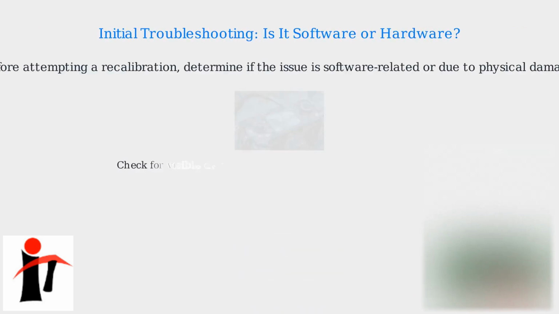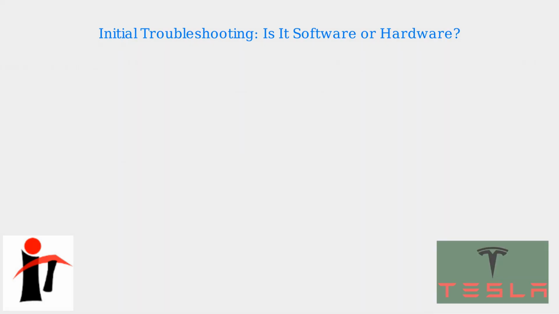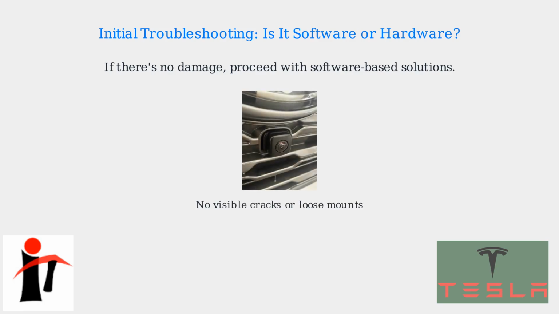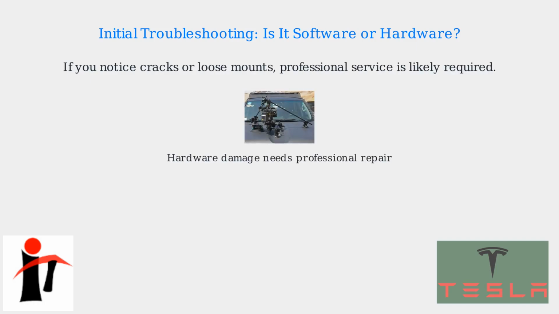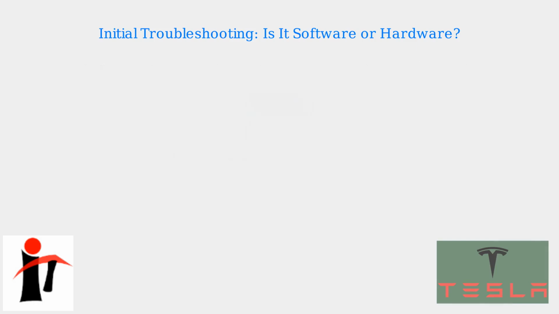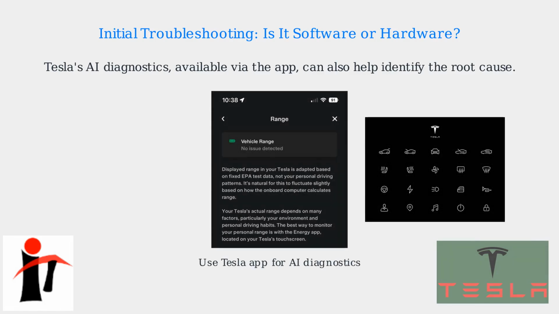Before attempting a recalibration, determine if the issue is software-related or due to physical damage. Check for any visible damage to the camera housings located around the vehicle. If there's no damage, proceed with software-based solutions. If you notice cracks or loose mounts, professional service is likely required. Tesla's AI diagnostics, available via the app, can also help identify the root cause.